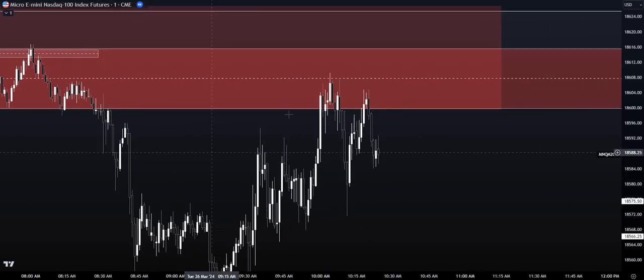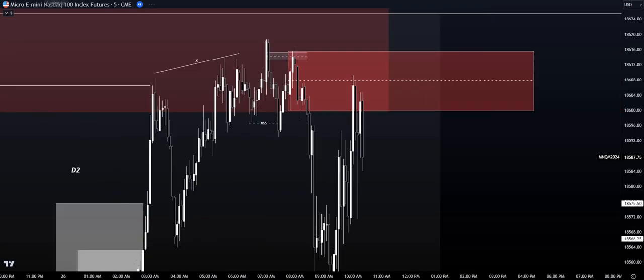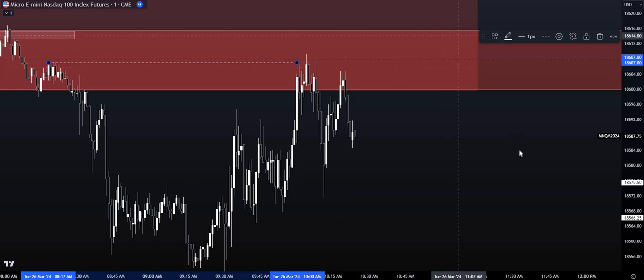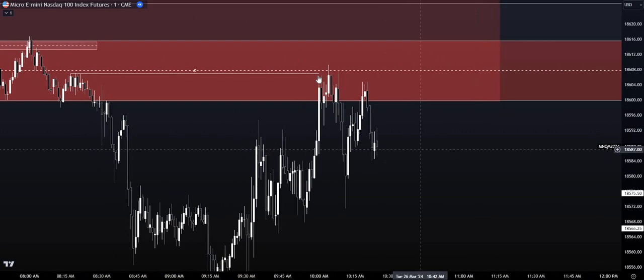So on the 5-minute, we have a lot of wicks here. So we drop down to the 1-minute to see some clarity for ourselves. So because of this, we swept lower time frame buy side liquidity levels here, right? So we swept liquidity here.